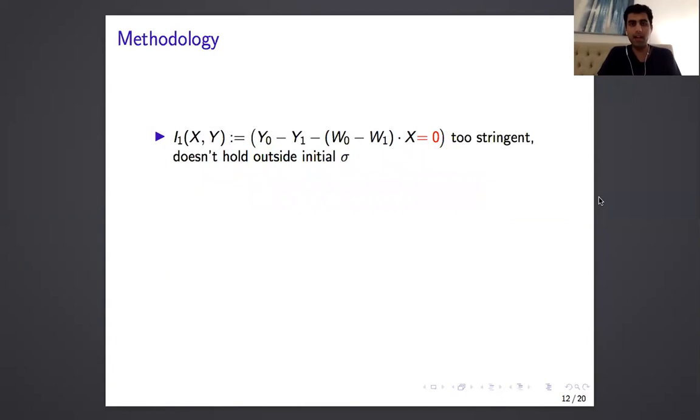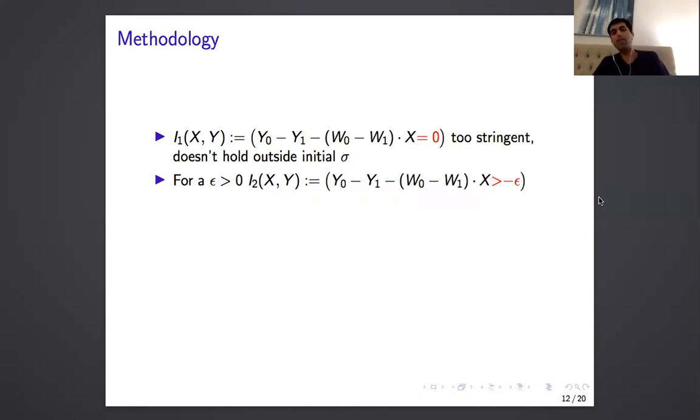So this is the same thing. The I1 was too stringent because of this particular equality. But using this intuition, we can design another intermediate property I2, which is an inequality, and it's sort of a relaxed version of the first one. So I2 is designed as given here, and it simply says that for a parameter epsilon, which has to be greater than 0, this intermediate property says that the difference in logits subtracted from the difference in the weight vector should be greater than negative epsilon.